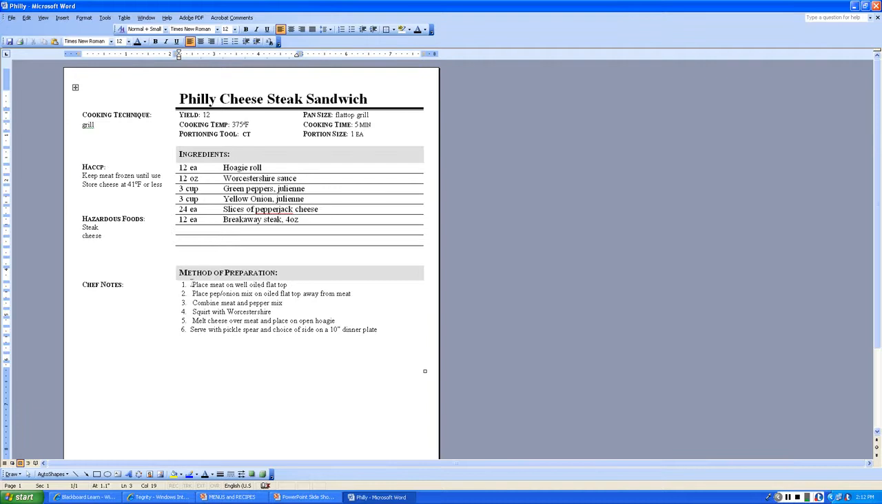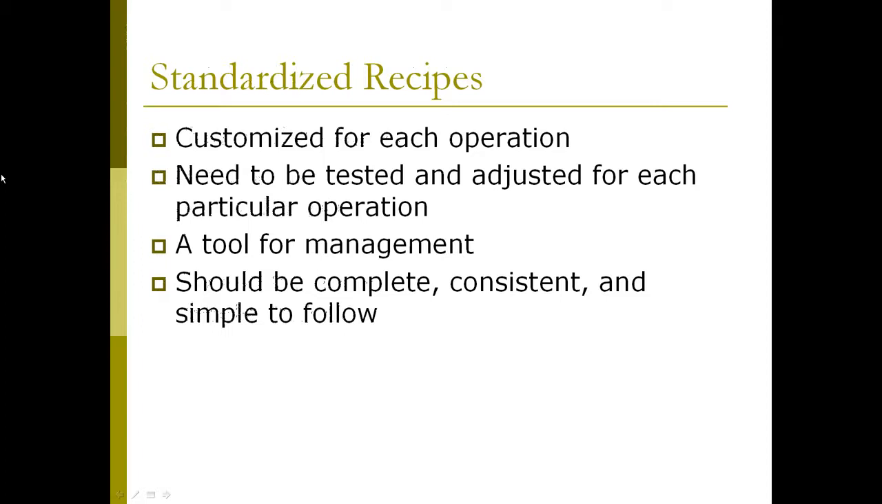Then down here we see the method of preparation. It tells us exactly how to cook it. As for your requisition and costing form assignment, this will be one of the 2 recipes that you actually requisition the products for and cost out in the week. So this is an example of a recipe that you would see in an operation.